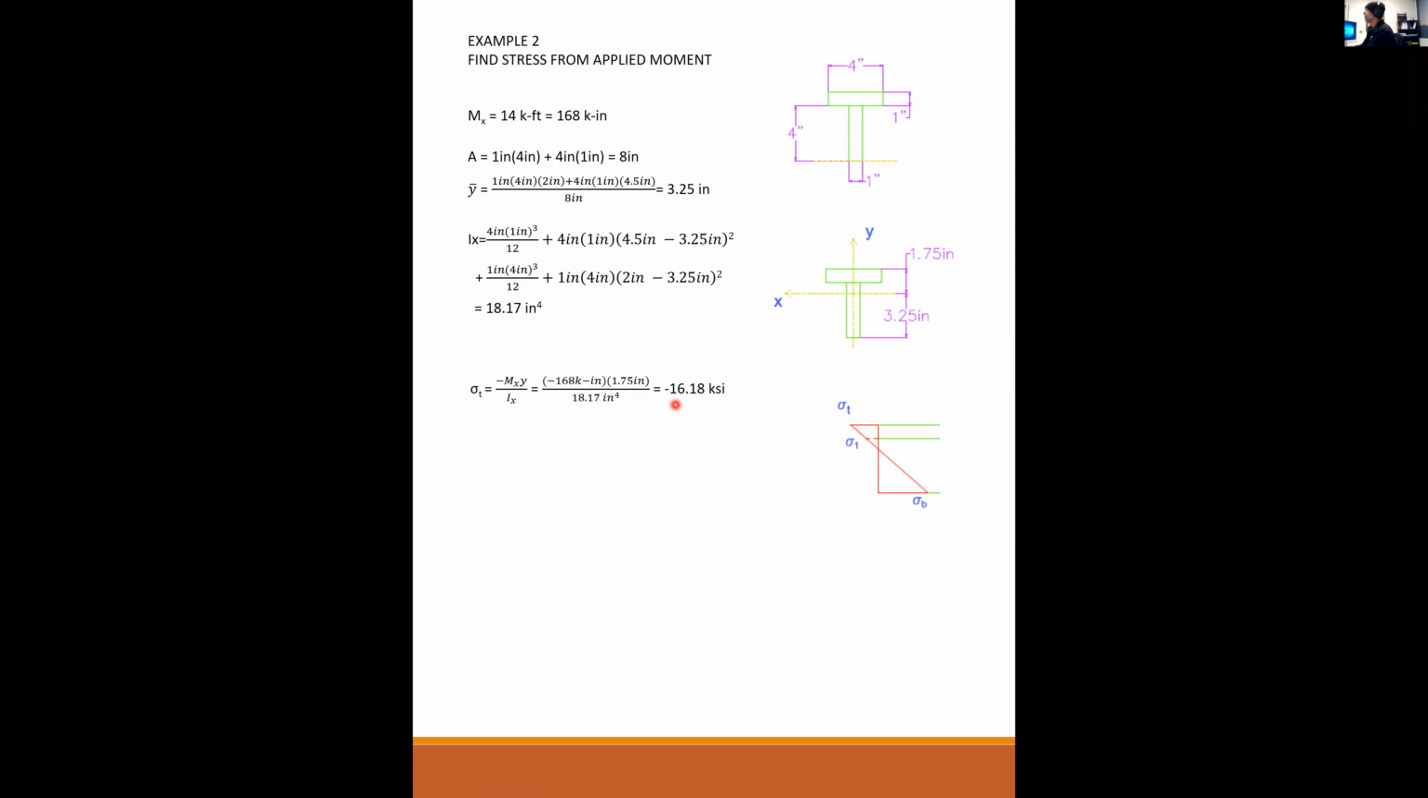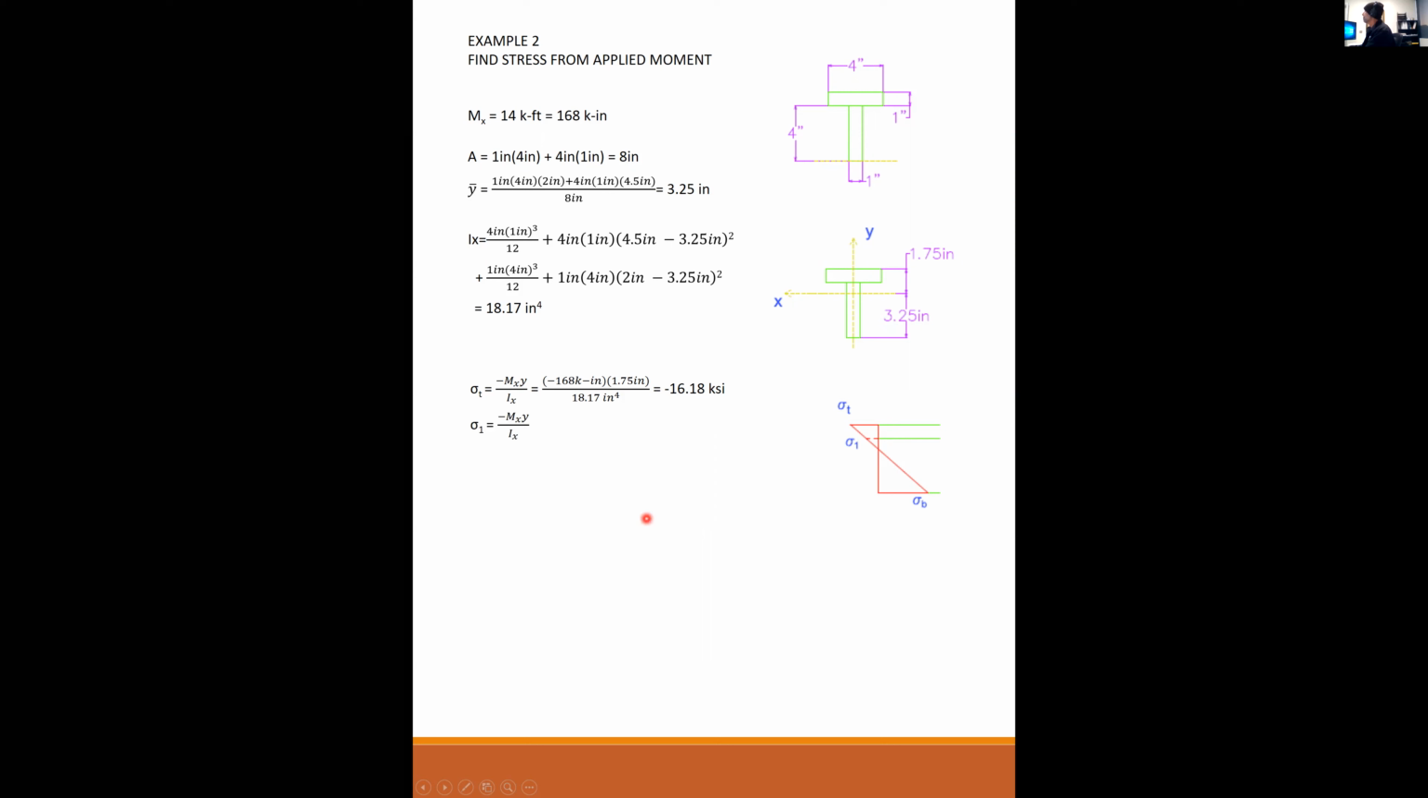What's the negative tell you? It's in compression. Negative tells you it is in compression, correct. So that's the stress right there. That's represented by that horizontal line right there. It's minus 16.18 KSI.